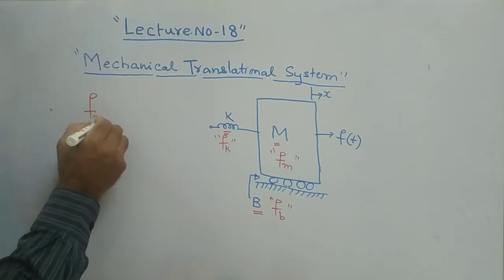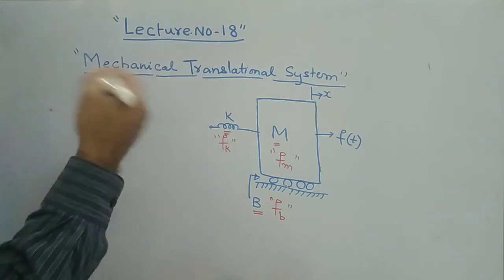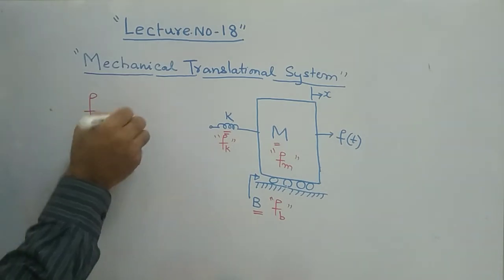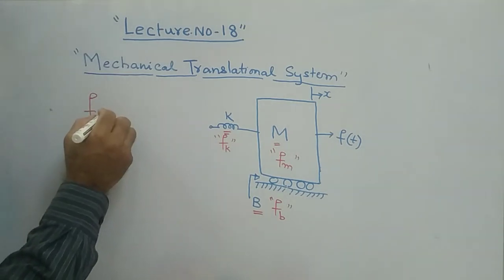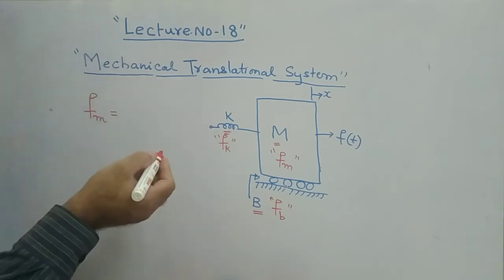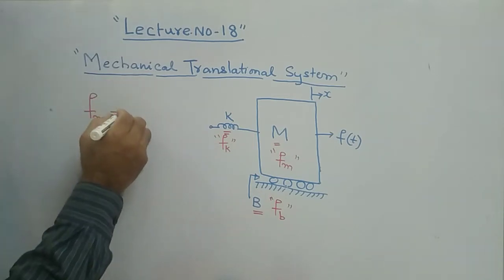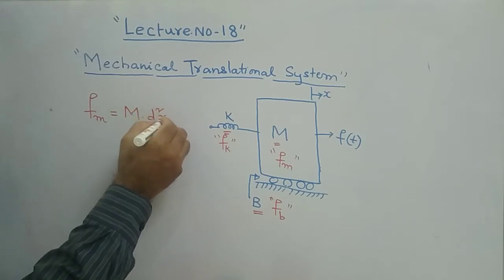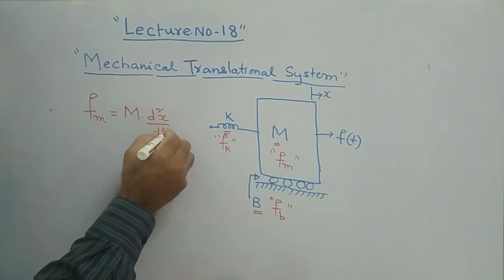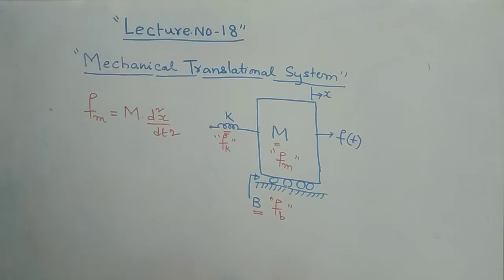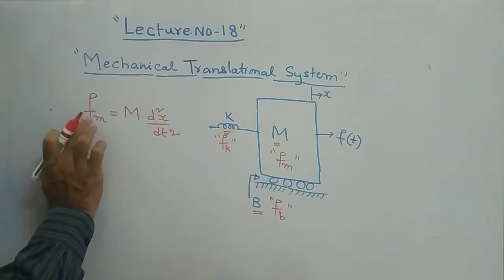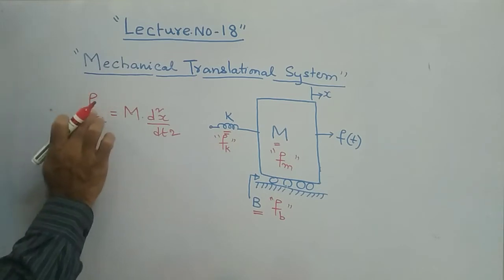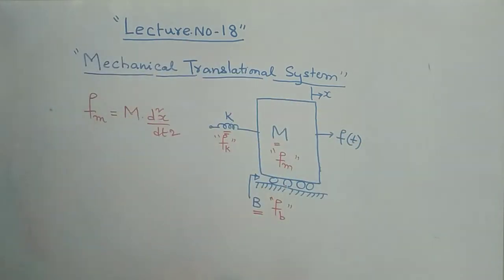Fm is directly proportional to the acceleration. If you remove that proportionality, then you can write the constant m into d square x by dt square. This we have seen in the last presentation. This is the force offered by the mass element, which is nothing but the opposing force with respect to the applied force f of t.